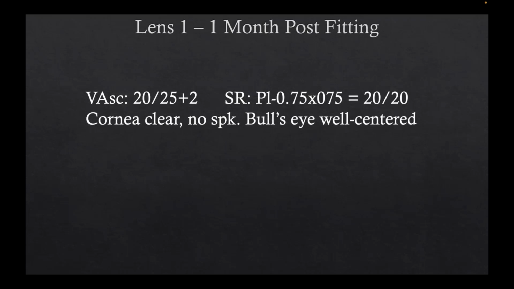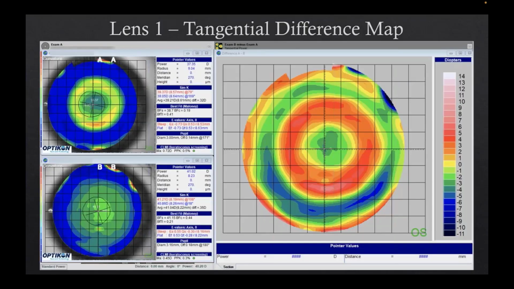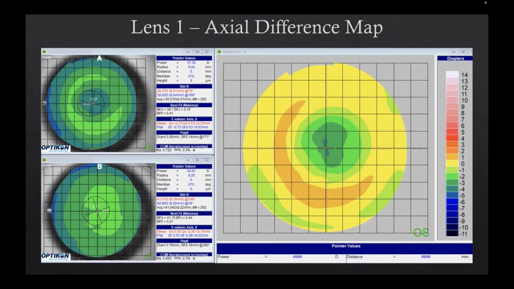But the patient was really happy, and I didn't think there was any reason to make a change on that. You can see what the tangential difference map looked like. Well-centered, beautiful treatment zone, nice red ring. This is what it looked like axially. So just a very quick example of a fit in a flat cornea.